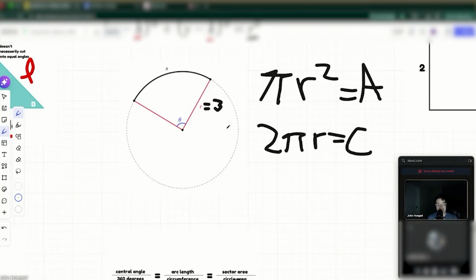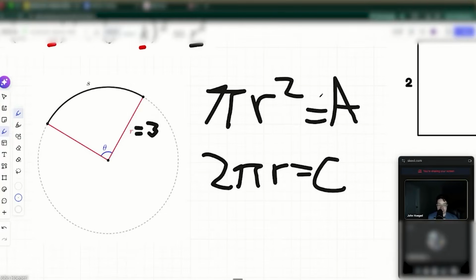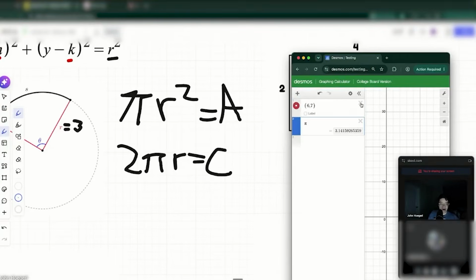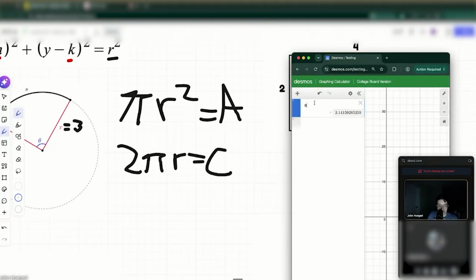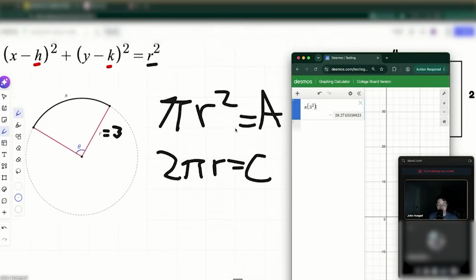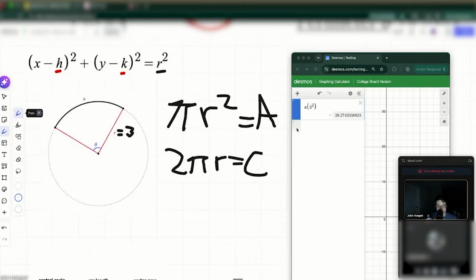Now we have everything we need to actually find out how much of the pizza that friend took. Let's first use the area. So pi r squared. Pi, and then we know the radius here would be 3, so 3 squared. So 28, that is the total area of the pizza.